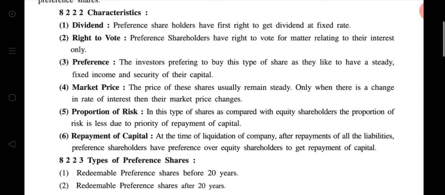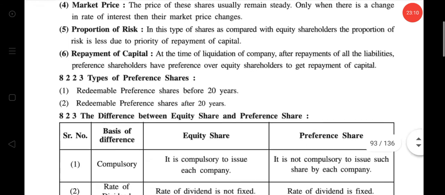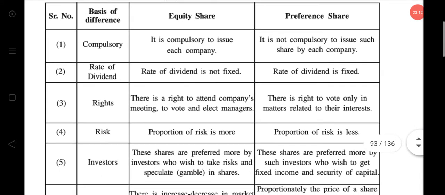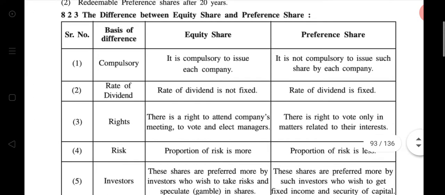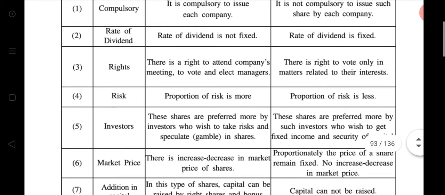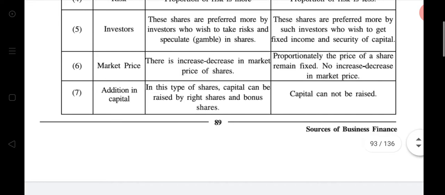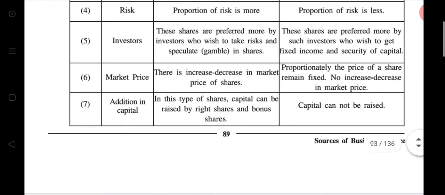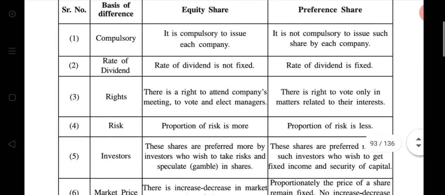So now we start the difference between equity and preference shares. First, basis of difference: compulsory, rate of dividend, right, risk, investor, market price, and addition in capital. So there are 7 main points. First one is compulsory.